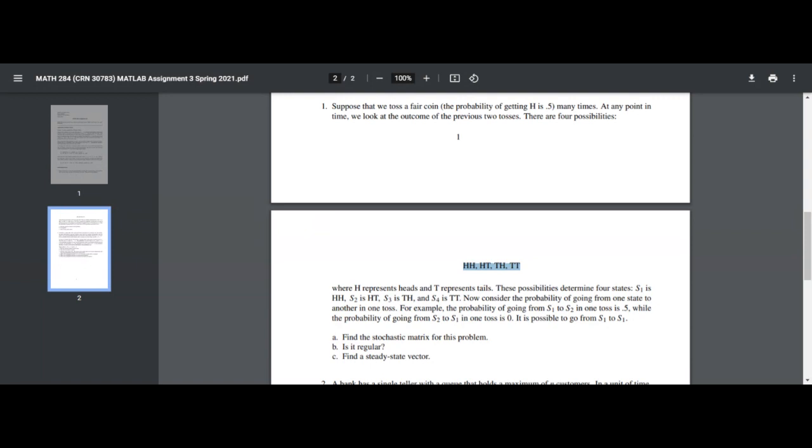And in part A, they want you to find the stochastic matrix for the problem. Let me give you a little guidance on how you would want to set this up. Are there any questions so far with these 4 states?